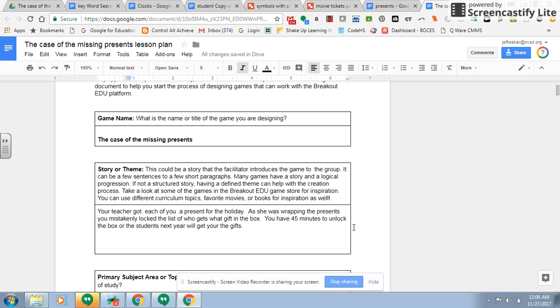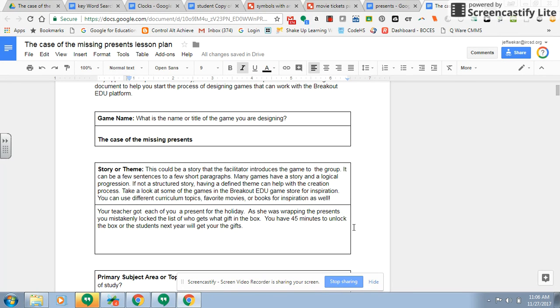So this breakout is titled The Case of the Missing Presents. The story or theme: your teacher got each of you a present for the holiday. As she's wrapping the presents, you mistakenly locked the list of who gets what gift in the box. You have 45 minutes to unlock the box, or the students next year will get your gifts.